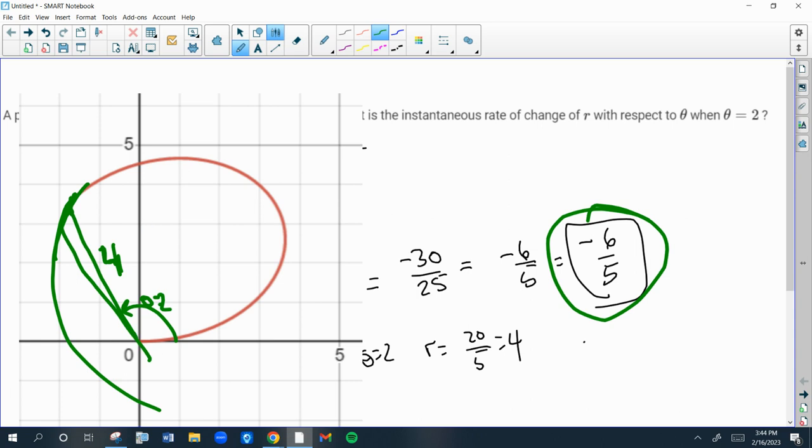Hopefully that does make some kind of sense. It is always nice to graph these functions when you get the answer, or even before you get the answer, just so that you can see what it actually means.